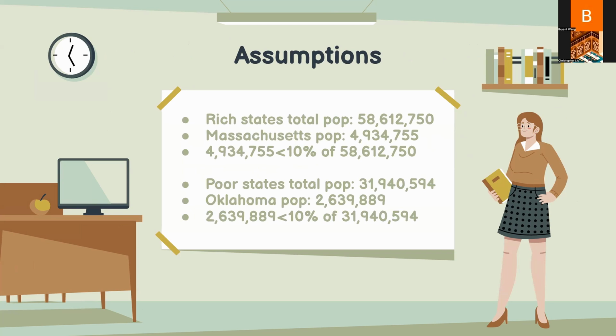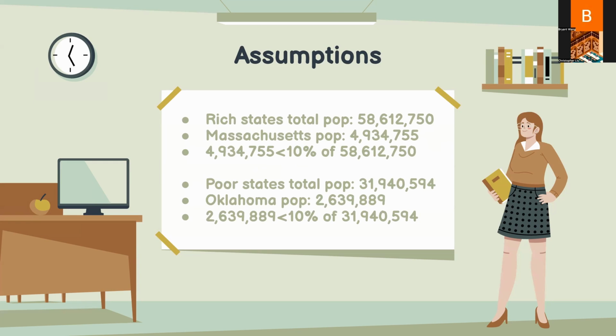The total population of the top 12 states is 58,612,750, whereas Massachusetts' population is 4,934,755. As we can see, it's less than 10% of the population.